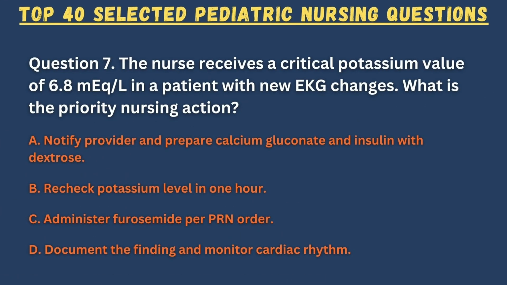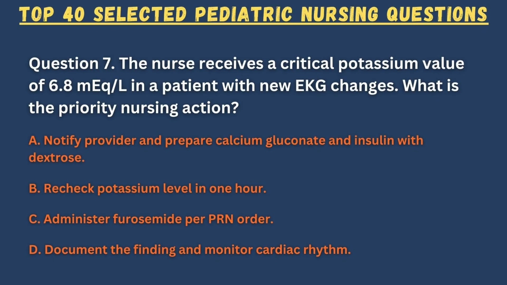Question 7. The nurse receives a critical potassium value of 6.8 milliequivalents per liter in a patient with new EKG changes. What is the priority nursing action? A. Notify provider and prepare calcium gluconate and insulin with dextrose.